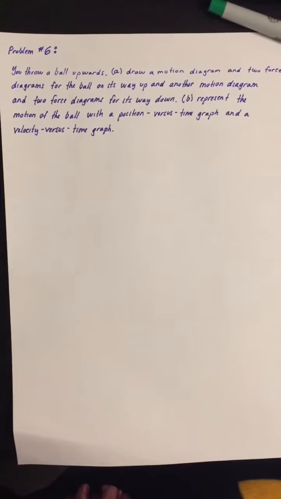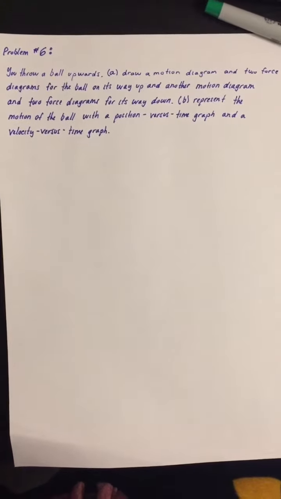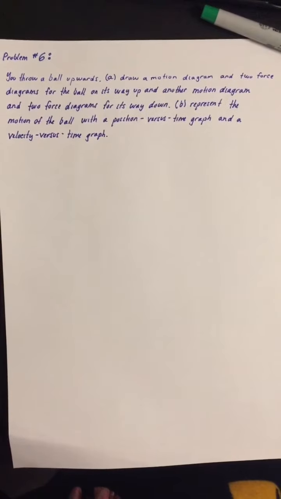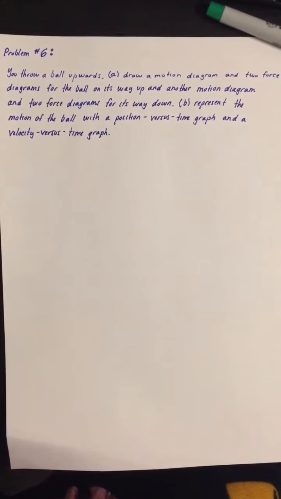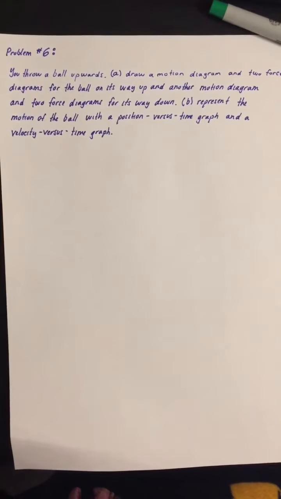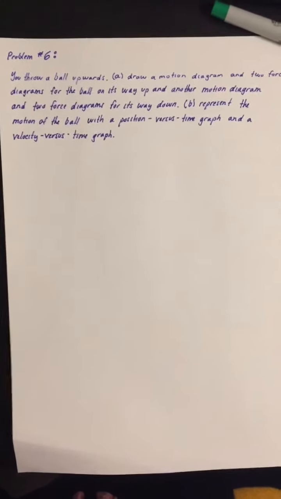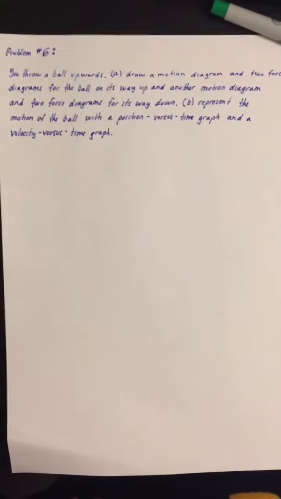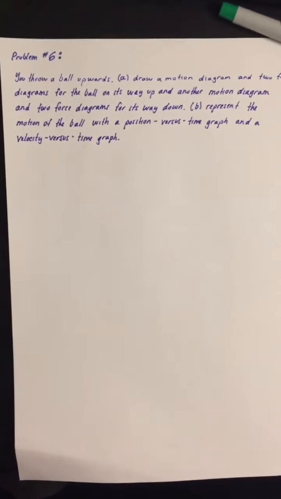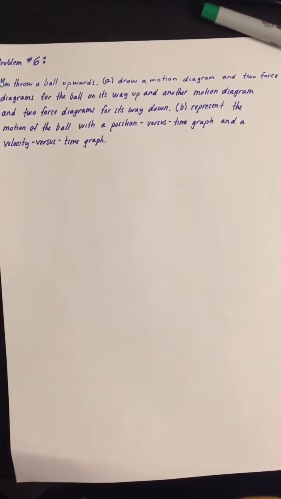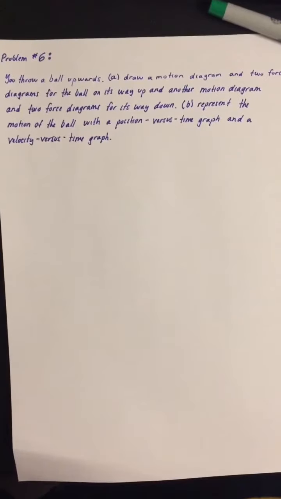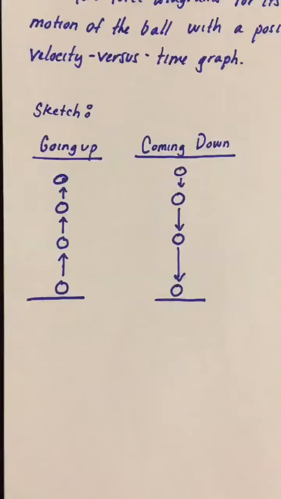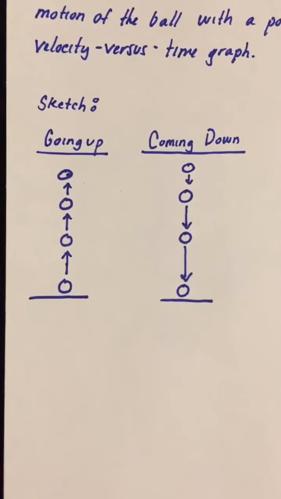Problem 6. You throw a ball upwards. A. Draw a motion diagram and two force diagrams for the ball on its way up, and another motion diagram and two force diagrams for its way down. B. Represent the motion of the ball with a position versus time graph and a velocity versus time graph. First, a sketch of the situation.